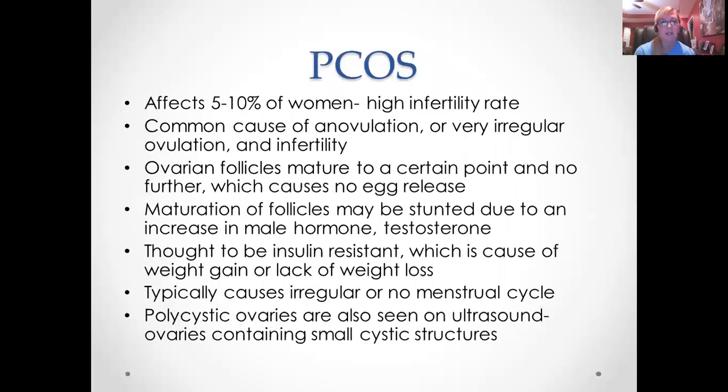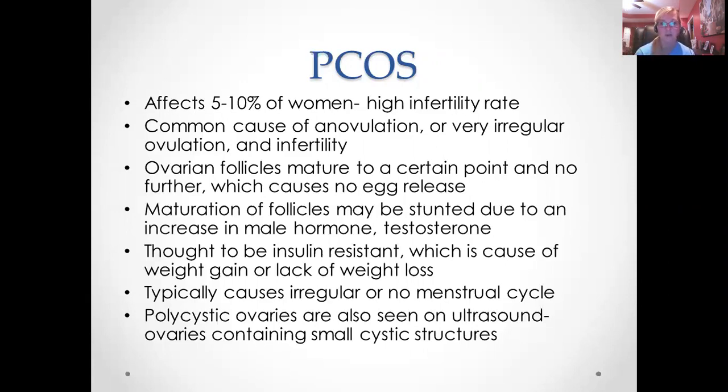So specifically within infertility, I'm going to discuss PCOS. It affects about 5 to 10% of women, and there's a very high infertility rate with PCOS. A common cause of anovulation, which is what leads to the diagnosis of PCOS, is infrequent ovulation and infertility. So ovarian follicles mature to a certain point and no further, which causes no egg release. So that's what PCOS does, and that's why you can't get pregnant, because you have no egg release because you're not ovulating.